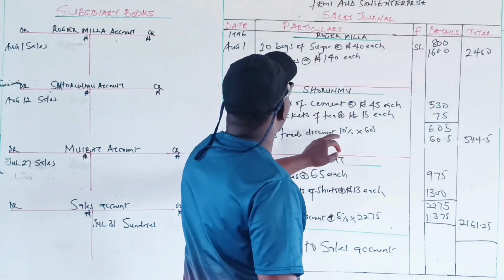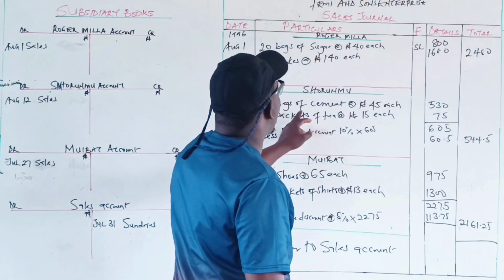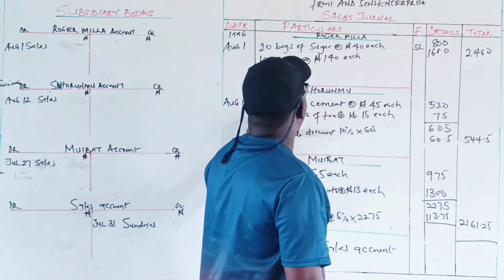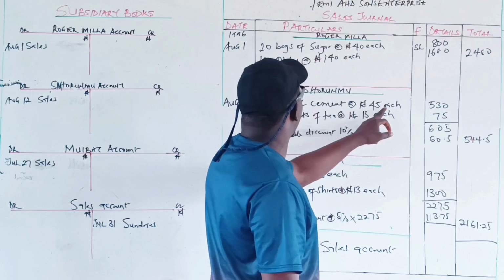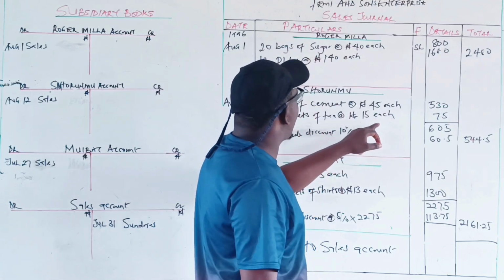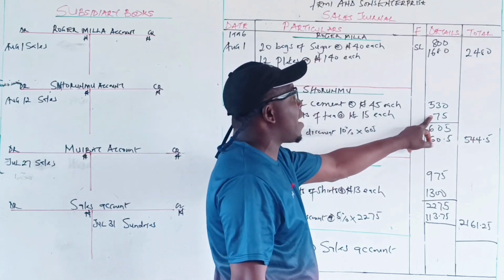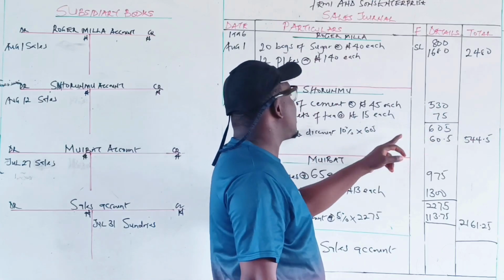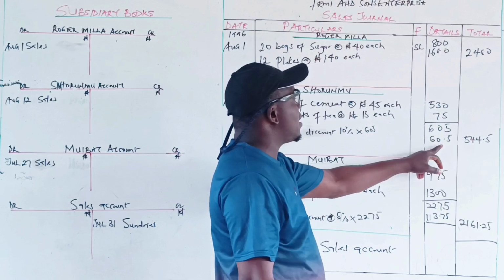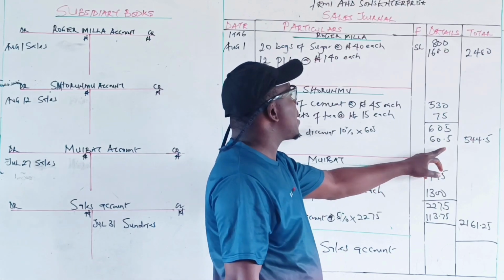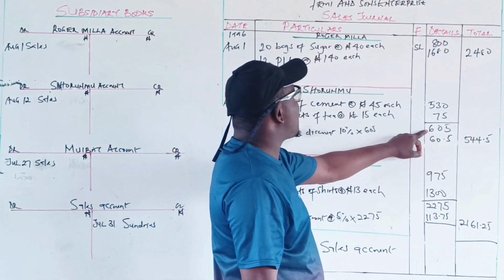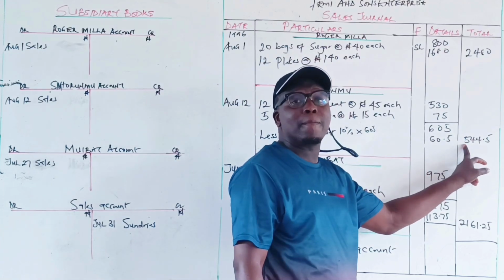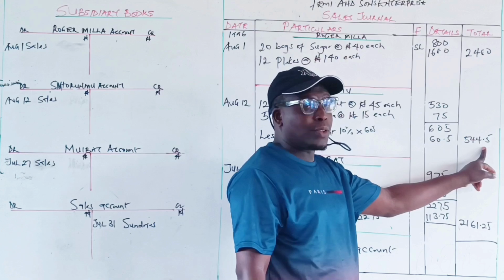So for showroom, we have 12 bags of cement at 45 naira each, which is 530. We multiply 12 by 45. 5 packets of tea at 15 naira each give us 75 naira. You add up the two to give you 605. So 10% of 605 gives us 60 naira 50 kobo. So you take away the discount from the amount you are given. We have 544 naira 50 kobo that will go to the total.